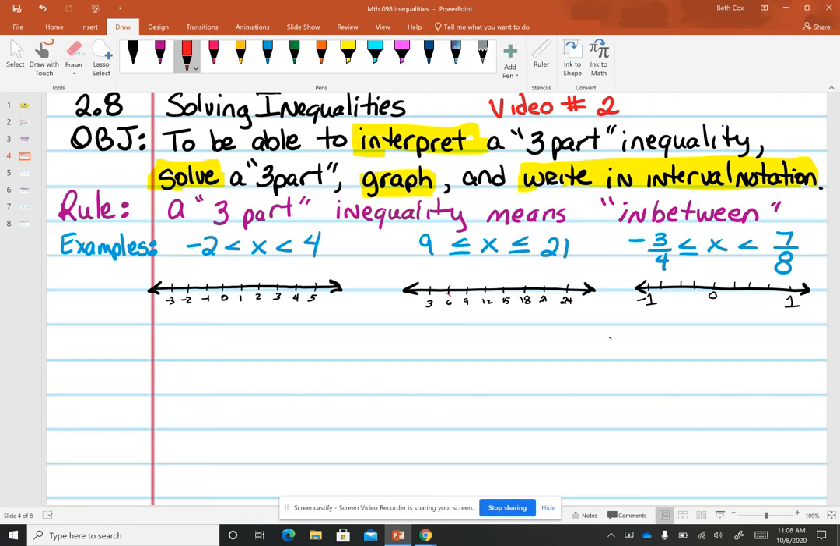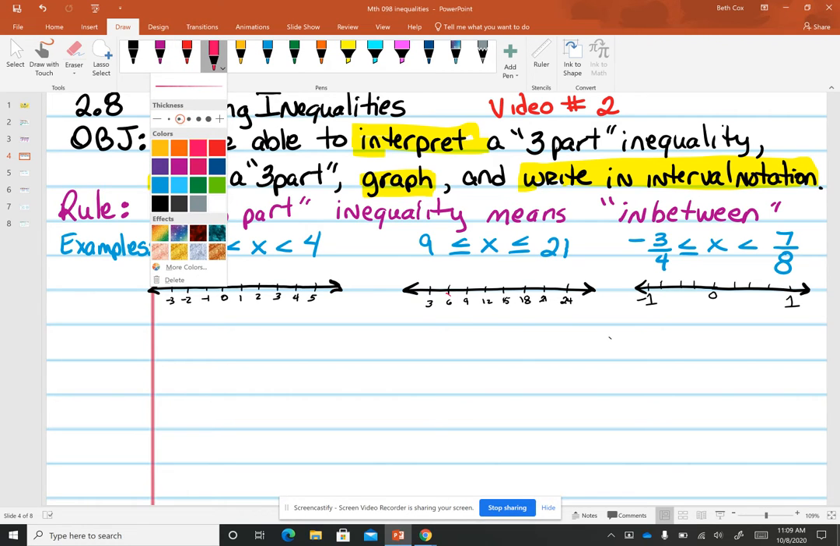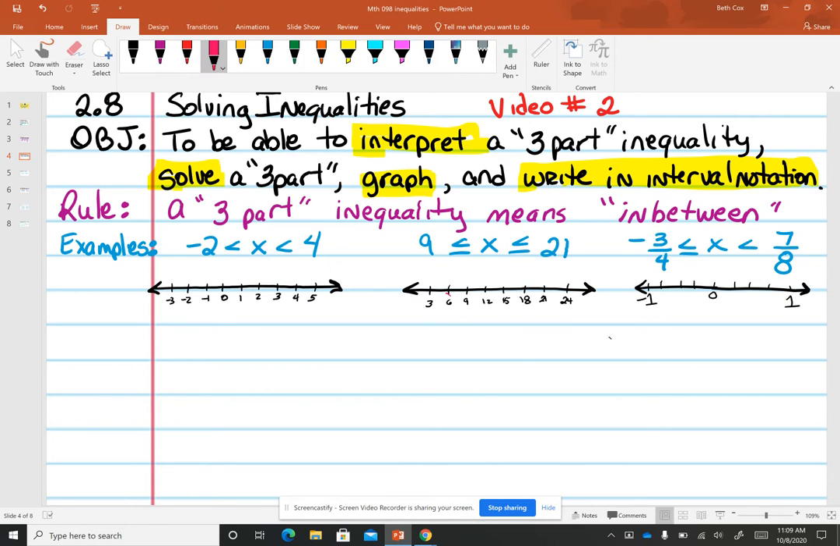Now, a three-part inequality always has less thans. If you'll notice, all of these have less thans. And basically this is because a three-part inequality means in between. And they're always with the small number on the left, the x in the middle, and the large number on the right. So what this first one actually means is x is between -2 and 4.